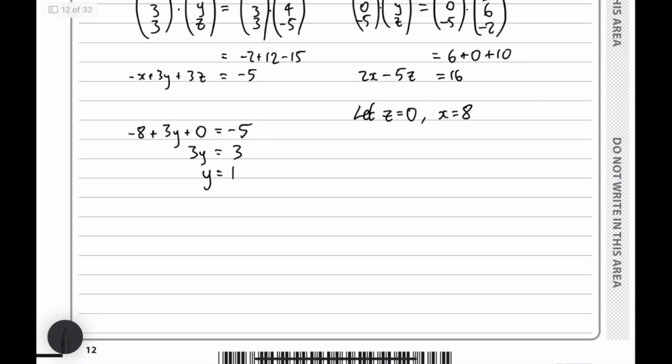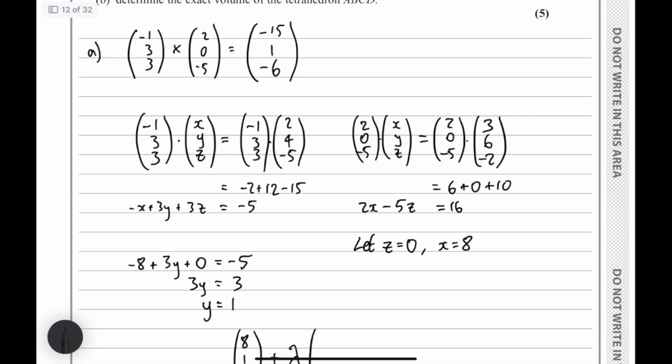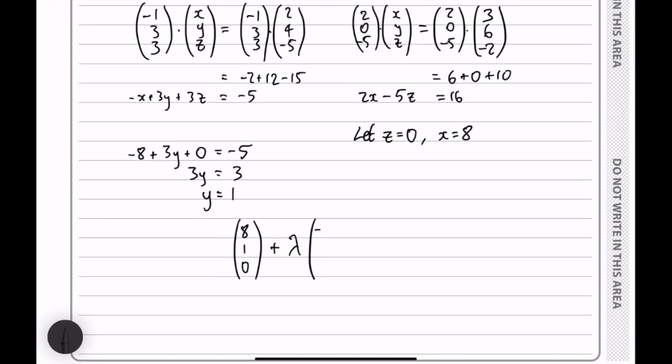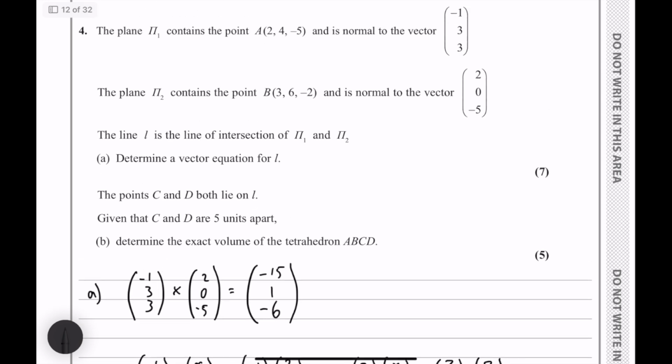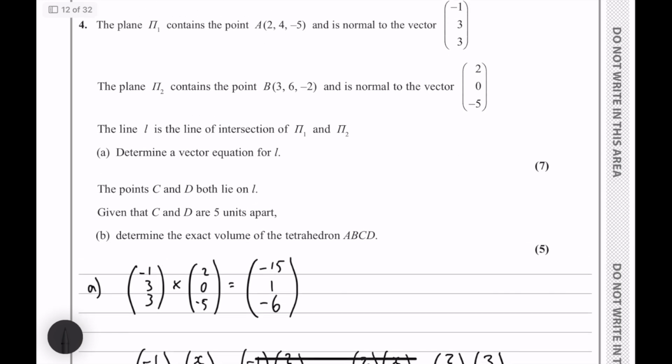So one point that will work in both of these is 8, 1, 0, and then our direction vector was minus 15, 1, minus 6, or 15, minus 1, 6, and that is the line L. Okay, that was quite nice in the end for 7 marks.